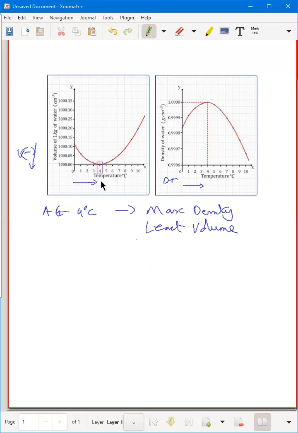Heating further from 4 degrees onwards, we will find that the volume is rising here. So initially what was happening? Initially, when we went from 0 to 4, the volume was decreasing. From 4 onwards, the volume increases. From 0 to 4, the density increases, and then it falls rapidly and becomes low. Is this clear? So this is the property of anomalous expansion of water.